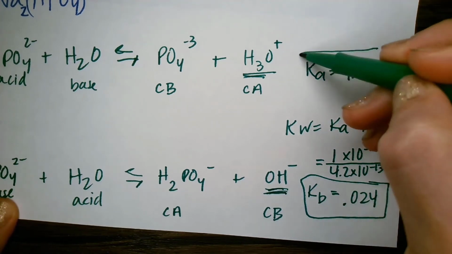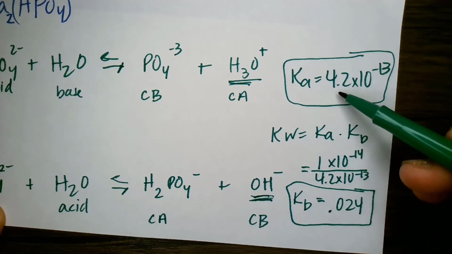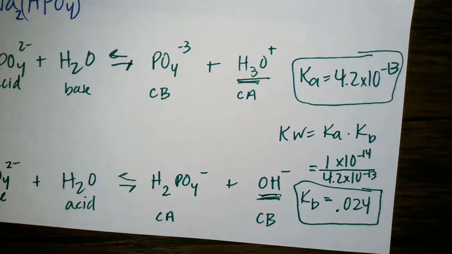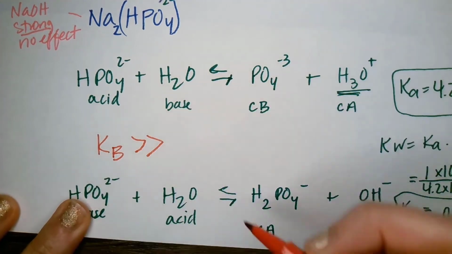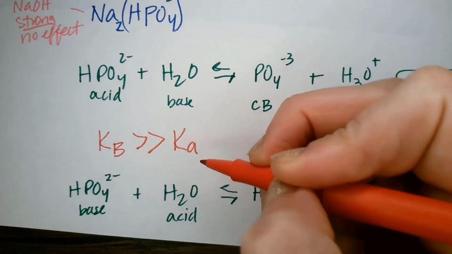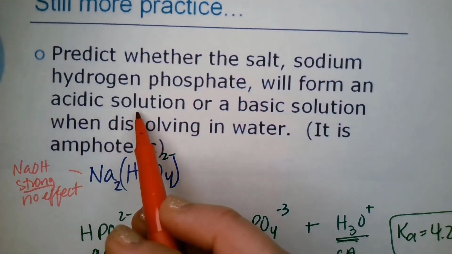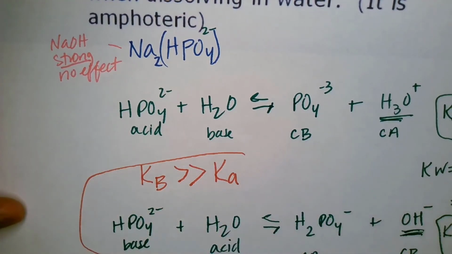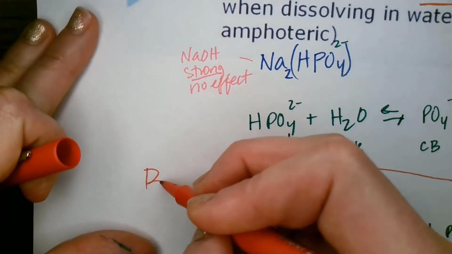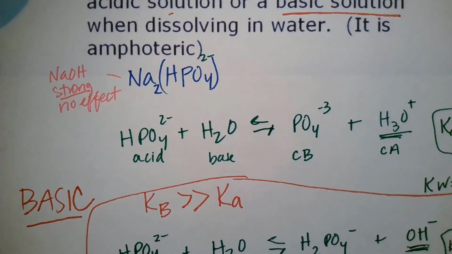Remember that slide that said if the Kb value is greater than Ka? So here's our Ka, here's our Kb, which is a greater number, 0.024 or 4.2 times 10 to the negative 13th? Well, in this case, our Kb is much greater than Ka. So will it form an acidic solution or a basic solution? Definitely a basic solution.